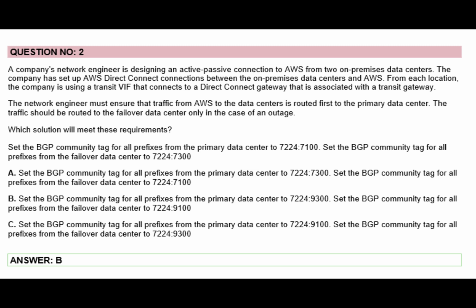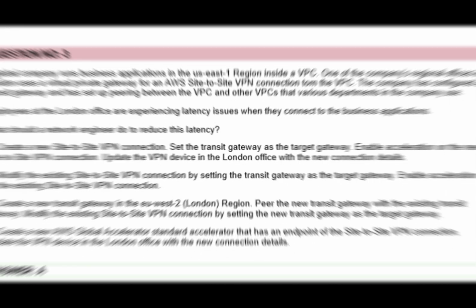B. Set the BGP community tag for all prefixes from the primary data center to 7224, 9300. Set the BGP community tag for all prefixes from the failover data center to 7224, 9100. C. Set the BGP community tag for all prefixes from the primary data center to 7224, 9100. Set the BGP community tag for all prefixes from the failover data center to 7224, 9300. Answer: B. Question No. 3.